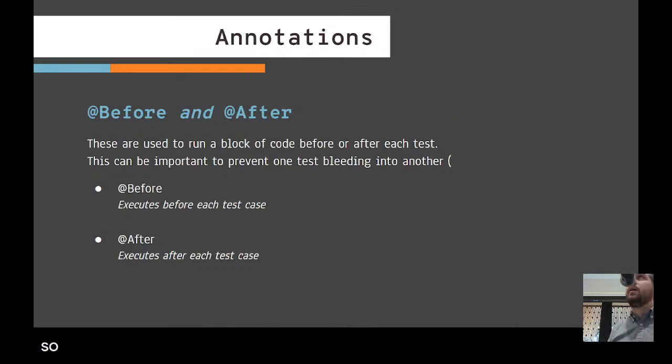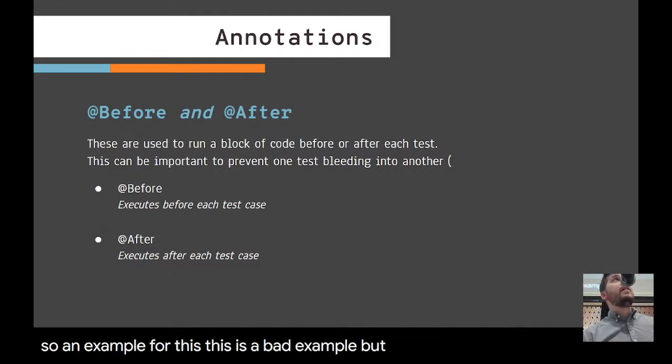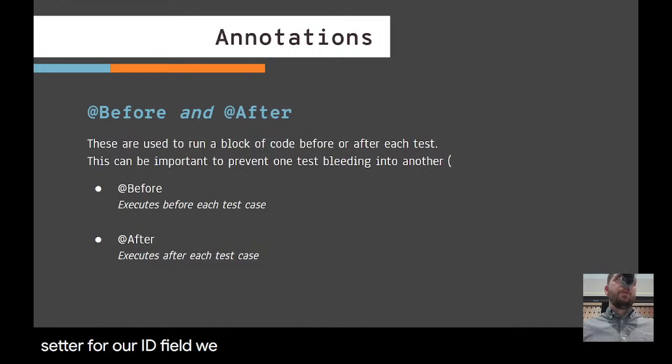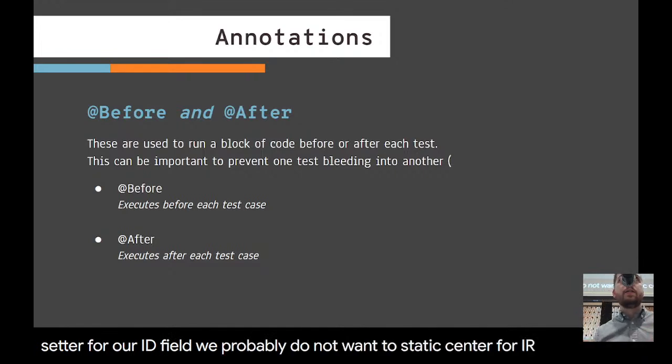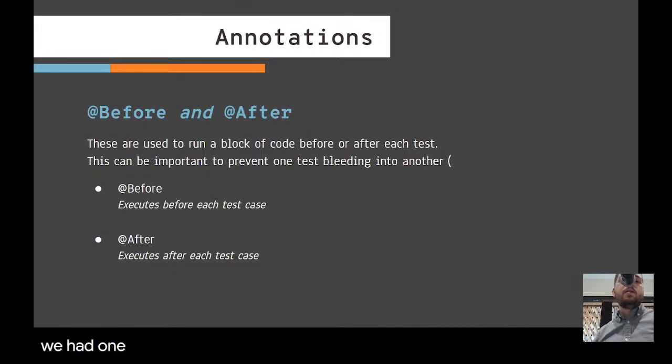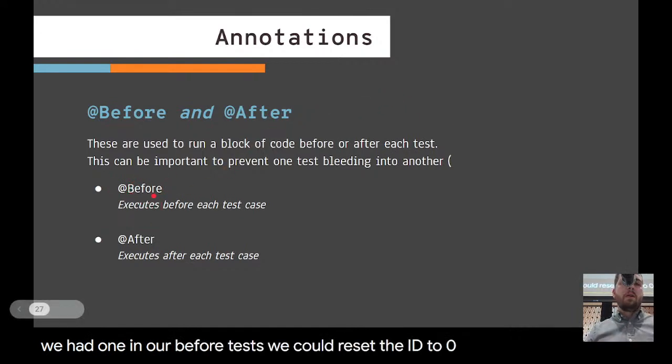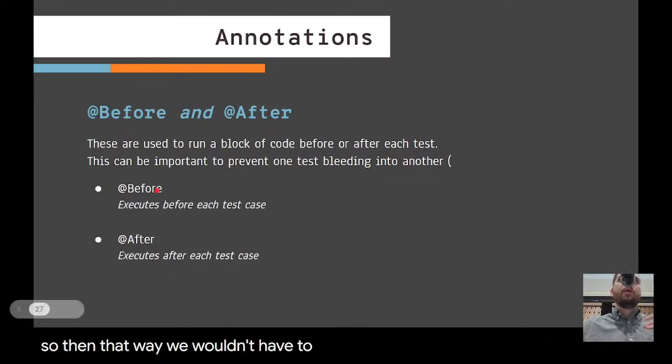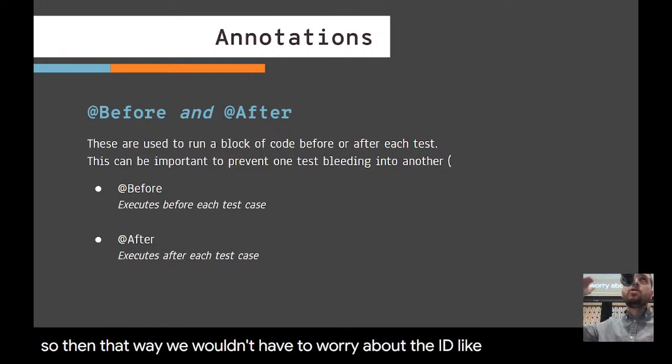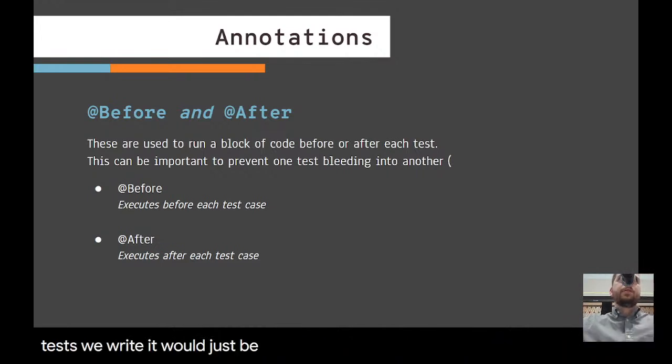An example for this is a bad example, but let's say that we had a static setter for our ID field. We probably do not want a static setter for our ID field, but if we had one in our before tests, we could reset the ID to 0 before each test. And so that way we wouldn't have to worry about the ID changing the more tests we write. It would just be reset to 0 each time.